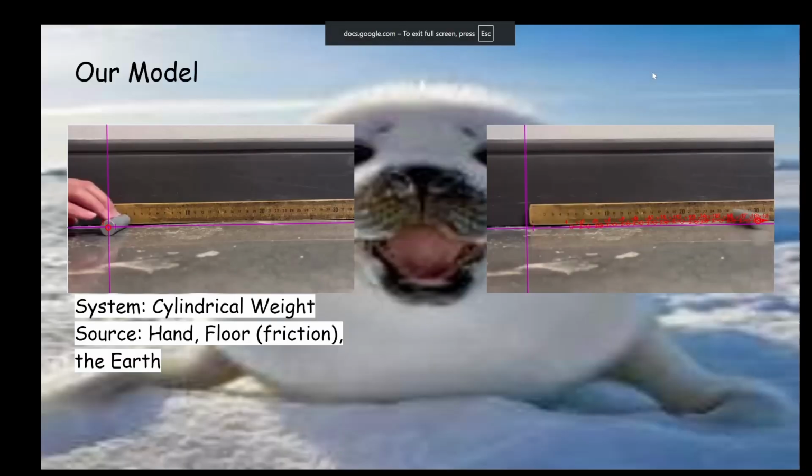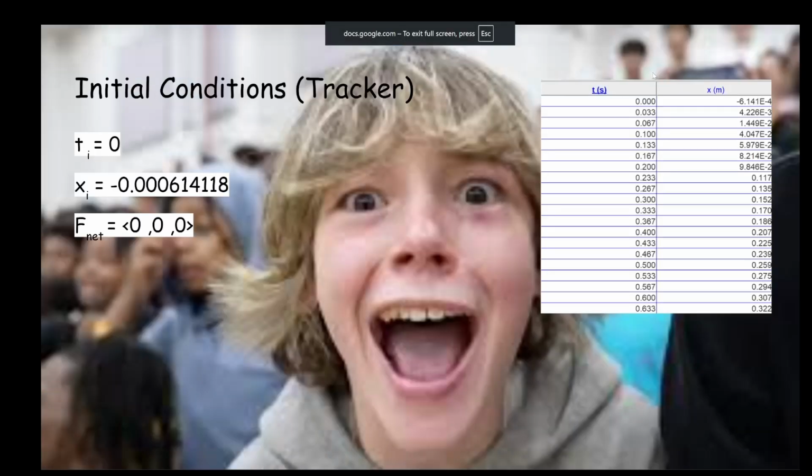Okay, so initial conditions. In Tracker we had t equal to 0, of course, and then we had our initial position, which was negative 0.006. This was just because of small errors when I was setting the axes at the center of mass, so I placed it a little bit to the left of the center of the axes. And then our F net, of course, is 0, 0, 0.